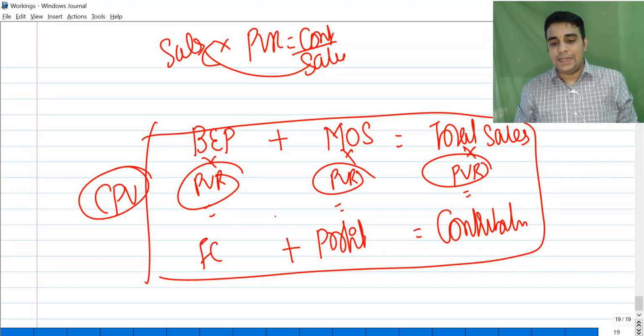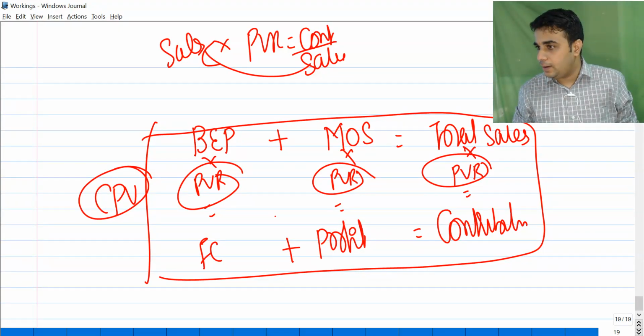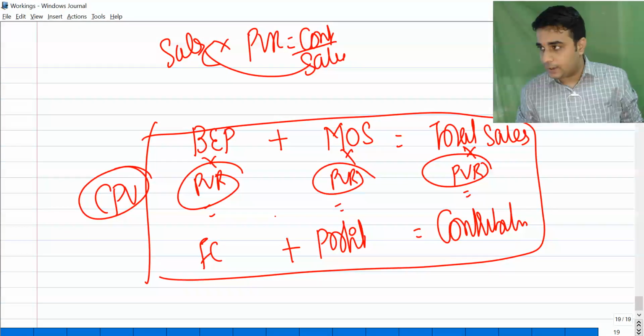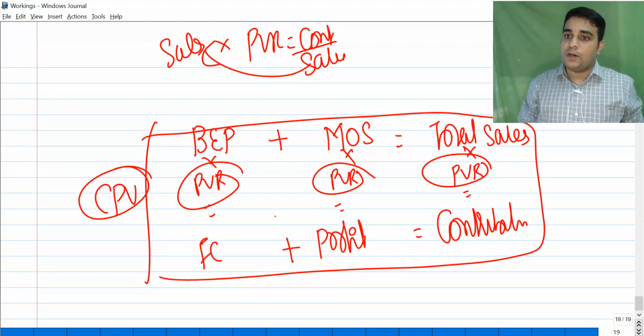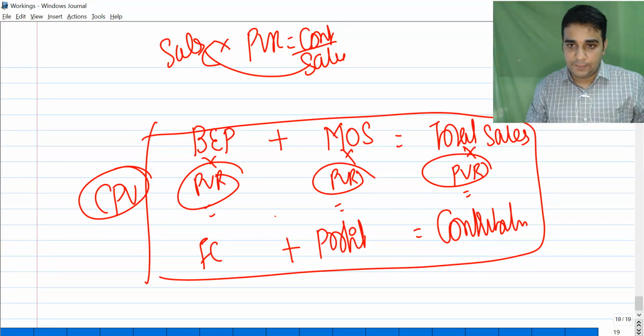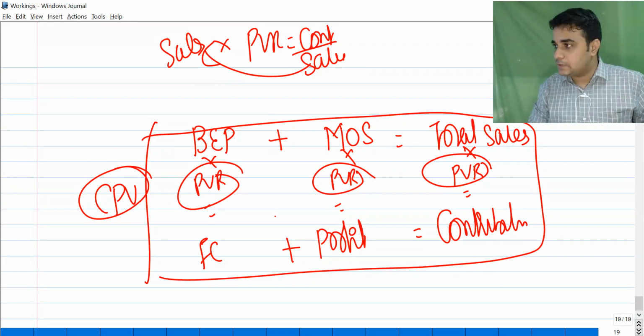Now this technically gives me two different formulae. One formula is for break even point and one formula is for margin of safety. Apart from that, it can give any number of formulae. Apart from this, these two things I wanted to discuss. One was your break even point, another one was margin of safety. So these two formulae come from this place.